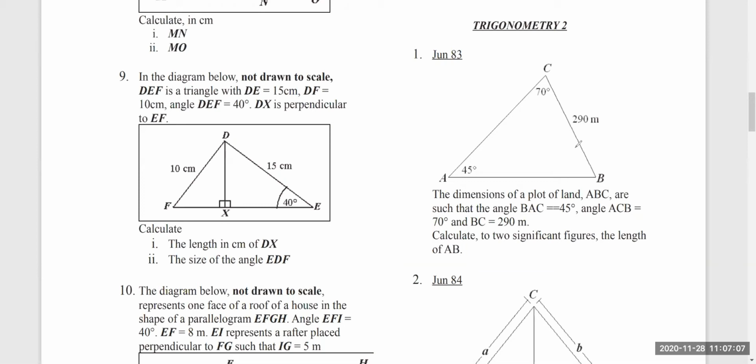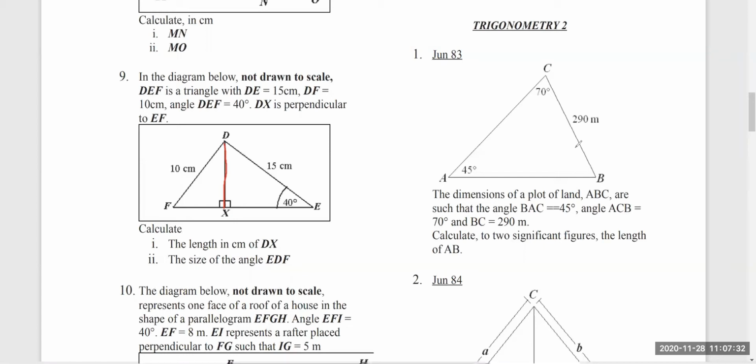DX is perpendicular to EF. That means that the line DX meets the line EF at 90 degrees, which is illustrated by the small box at the bottom. Calculate the length in centimeters of DX. So you want to find this length here from D to X, which is the length I want to draw in red. So you want to find for that length there, DX.